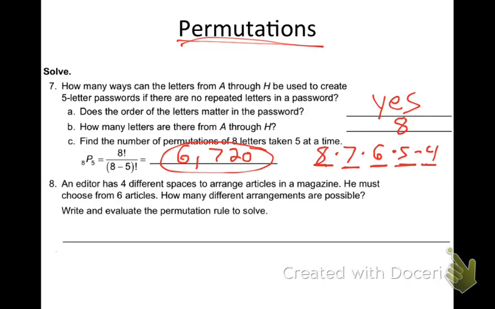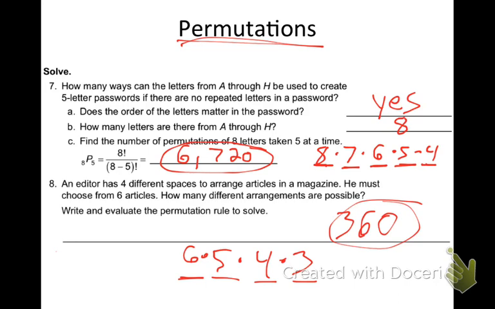Number 8. An editor has 4 different spaces to arrange articles in a magazine. He must choose from 6 articles. How many can go in that first spot? Second spot. Third spot. Fourth spot. Only 4 spots, so you're just on the roll. So how many different arrangements are there for those articles? There are 360 different ways to place those 6 articles in 4 spots. Nice job. Those are permutations.